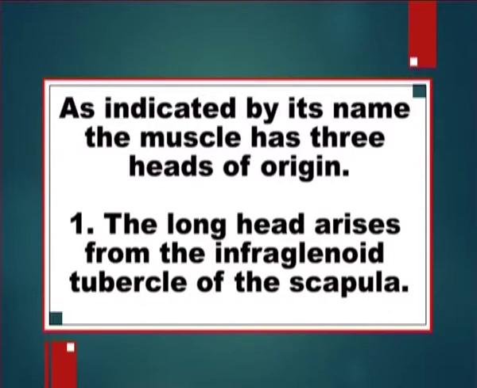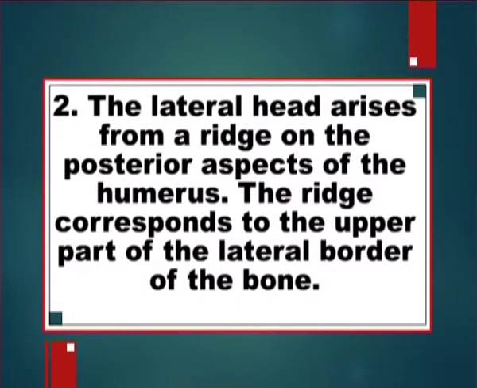Origin. As indicated by its name, the muscle has 3 heads of origin. The long head arises from the infraglenoid tubercle of the scapula. The lateral head arises from the ridge on the posterior aspect of the humerus. The ridge corresponds to the upper part of the lateral border of the bone.